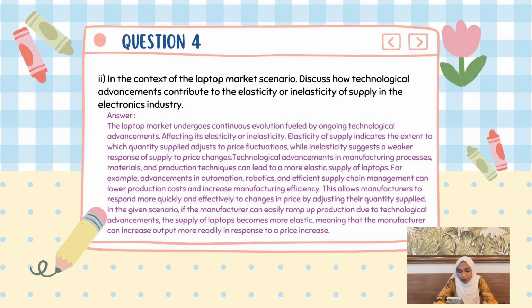Technological advancement in manufacturing processes, materials, and production techniques can lead to a more elastic supply of laptops. For example, advancement in automation, robotics, and efficient supply chain management can lower production costs and increase manufacturing efficiency. This allows manufacturers to respond more quickly and effectively to changes in price by adjusting their quantity supplied.